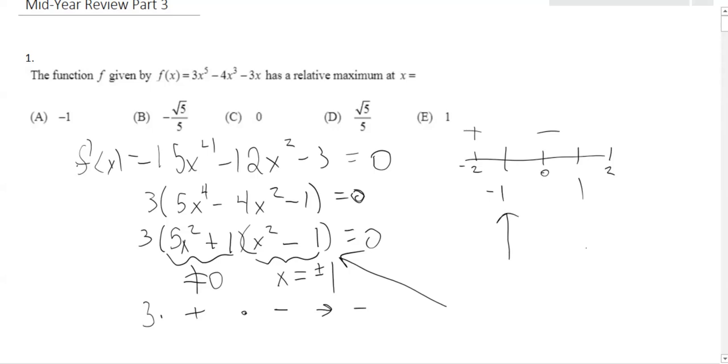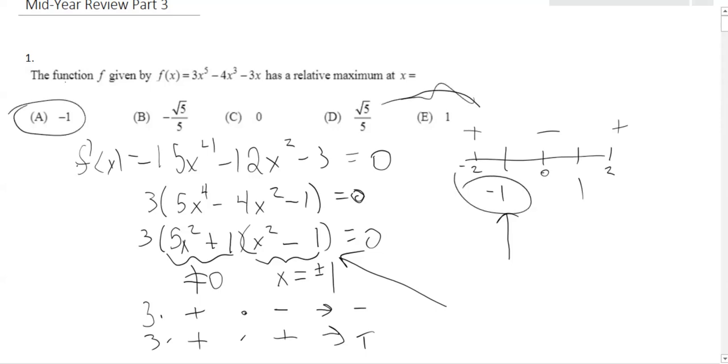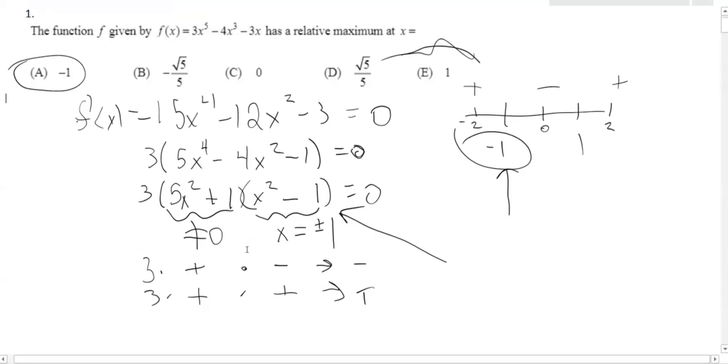So I know x equals -1 is going to be a relative max. And then if you plug in 2, you would have 3 times a positive, which is going to be a positive. So +1 would be a relative min. So x equals -1 would be our relative max there.